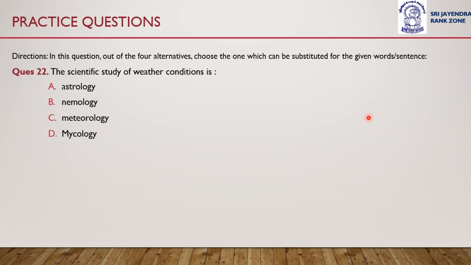The scientific study of weather conditions is called astrology, nemology, meteorology, or mycology. I am giving you 5 seconds so that you can recognize the correct answer. The scientific study of weather conditions is called option C, meteorology. Option C, meteorology is the scientific study of weather.